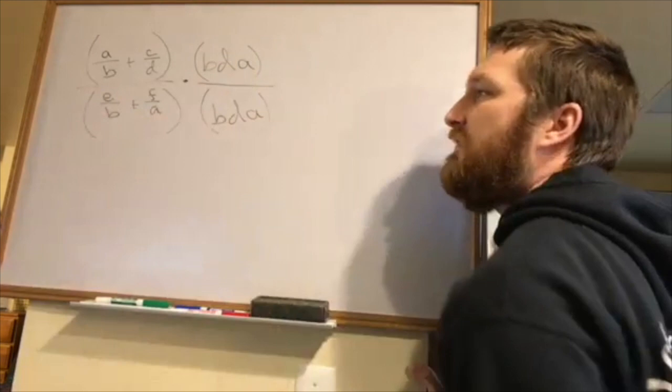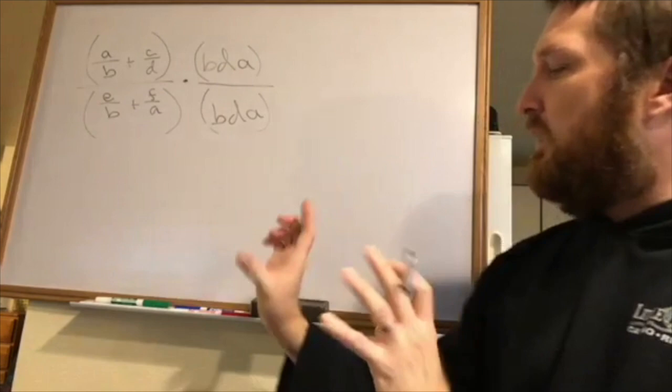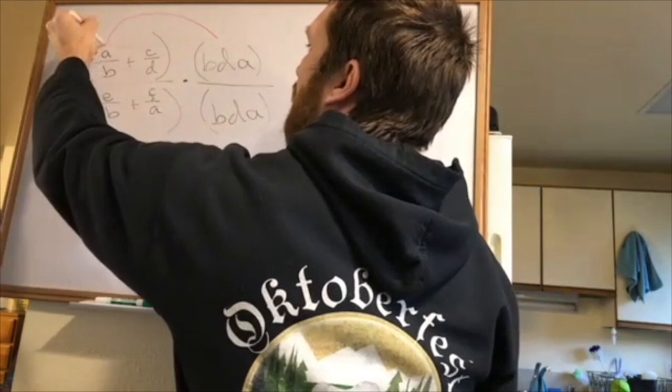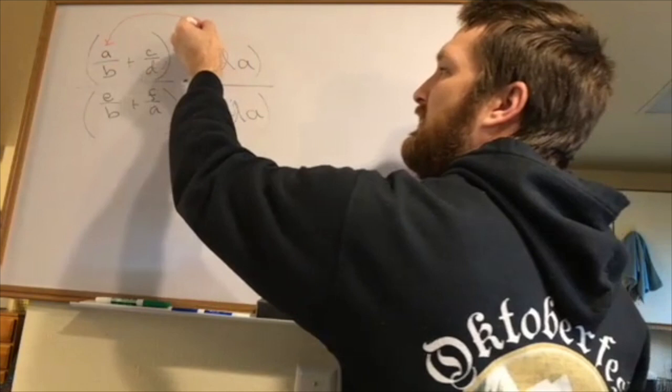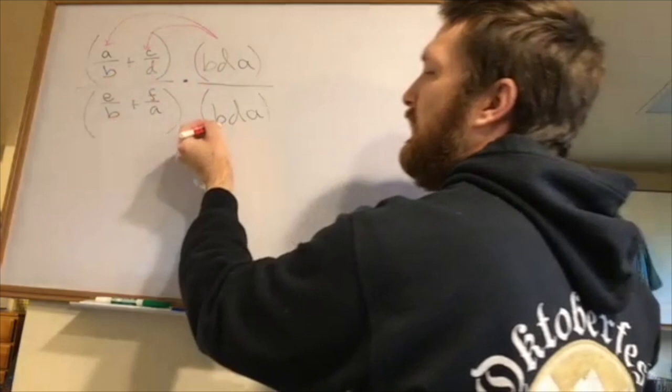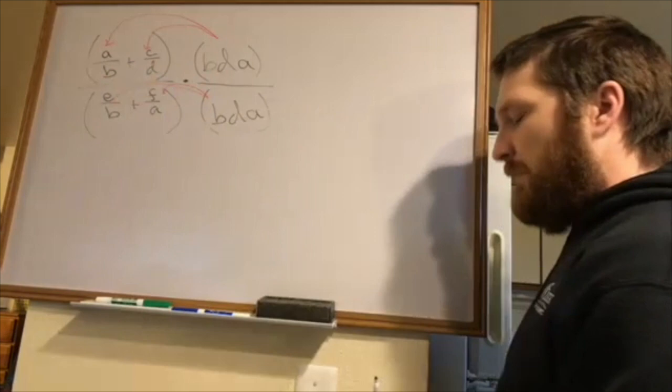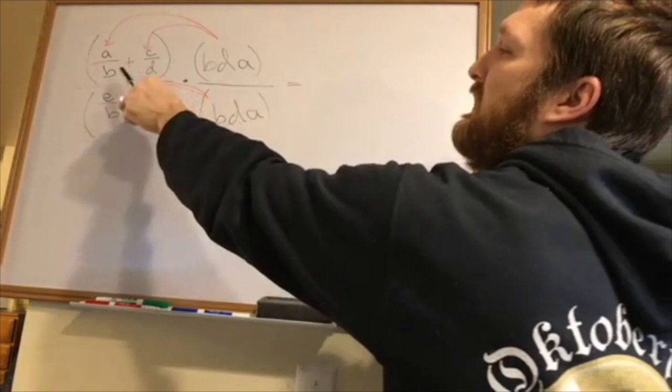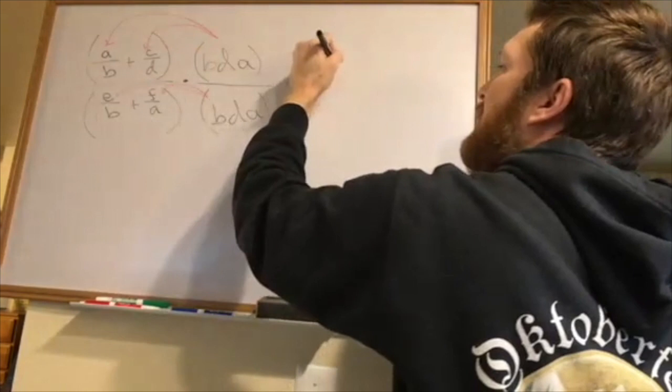Okay, so this is just review, right? Then we would see that this thing jumps over, goes into the numerator, the B's would cancel. This guy jumps over, goes into the numerator, the D's would cancel. Ditto here, this guy jumps over, goes into the numerator. I'm just gonna jump to the chase because this is just review. The B's would cancel. I would have two A's in the top and one D, so I would have A squared D left over in the top.